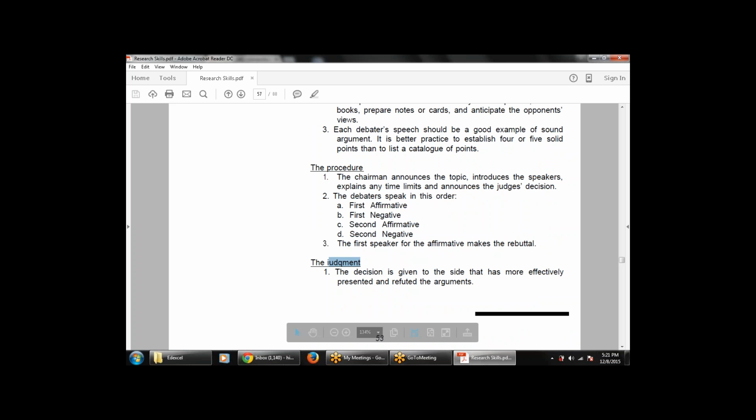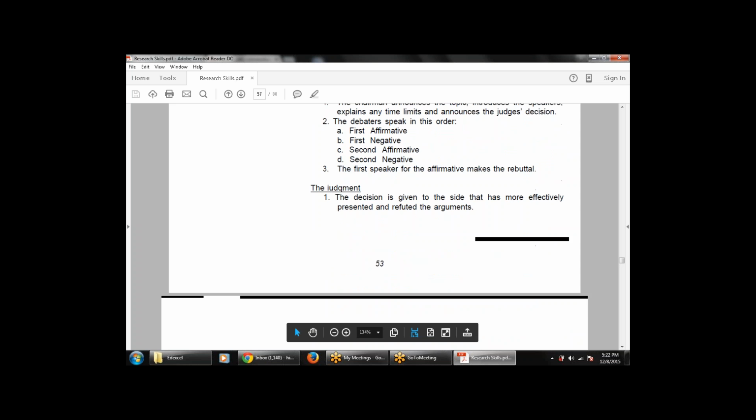Then next is the judgment. The decision is given to the side that has more accurately and efficiently presented and refuted the argument. Whatever argument is given, they give the judgment to the side that more effectively presented and refuted the argument. That is the judgment part.